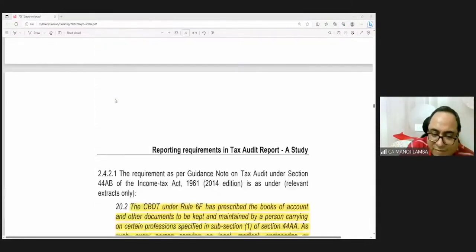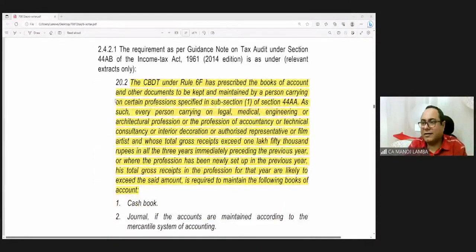Now, what does the guidance note say? The first very important thing which I want to bring to the notice of all the learned professionals attending this webinar: the CBDT under Rule 6F of the Income Tax Rules, 1962 has prescribed books of account and other documents to be kept and maintained by a person carrying on certain professions specified in sub-section 1 of section 44AA. Meaning thereby, Rule 6F, which is framed by CBDT, prescribes books of account only for certain kinds of professionals who are specified in sub-section 1 of section 44AA.